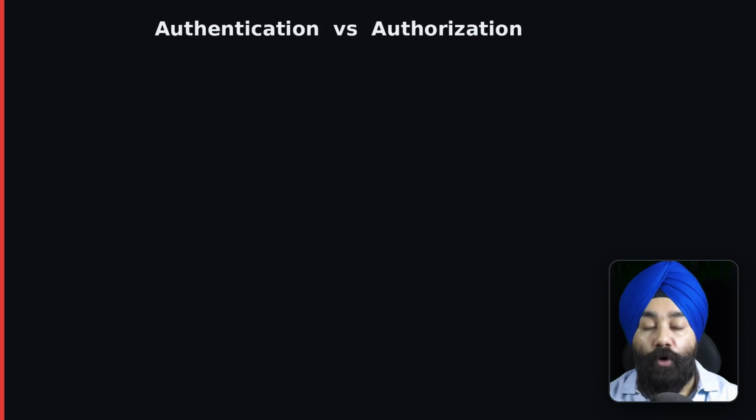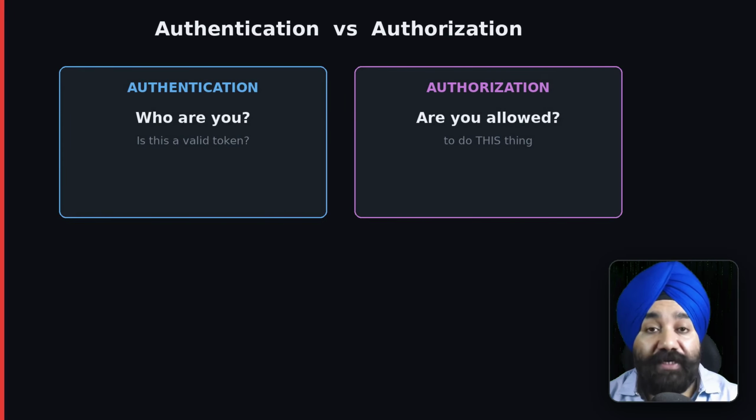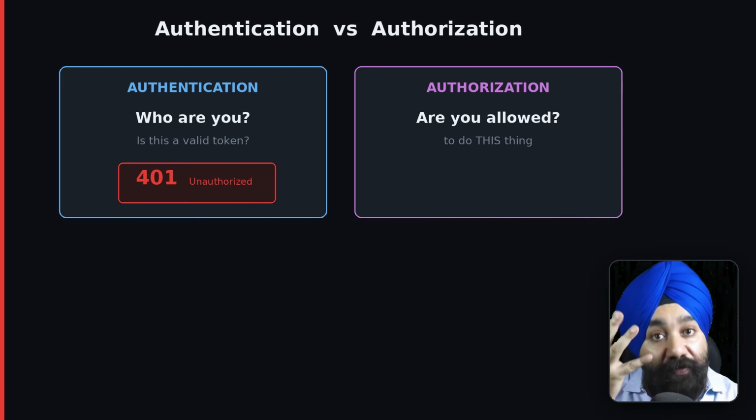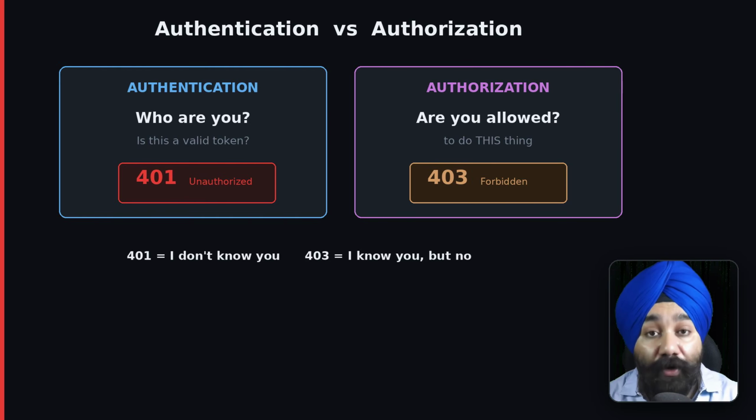Before we touch code, one distinction, and it's the one that wins interviews. Authentication versus authorization. They sound the same, but they're not. Authentication asks, who are you? And is this a valid token? If not, you get a 401 unauthorized. Authorization asks, are you allowed to do this specific thing? If not, you get a 403 forbidden. So 401 means I don't know you, and 403 means I know you, but no. Remember those 2 numbers because we'll see them both live.